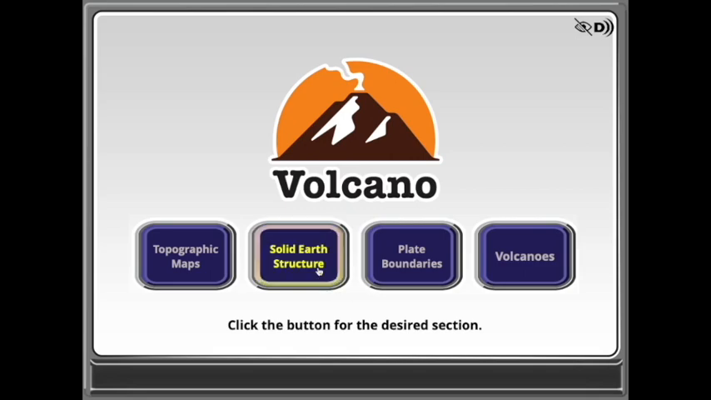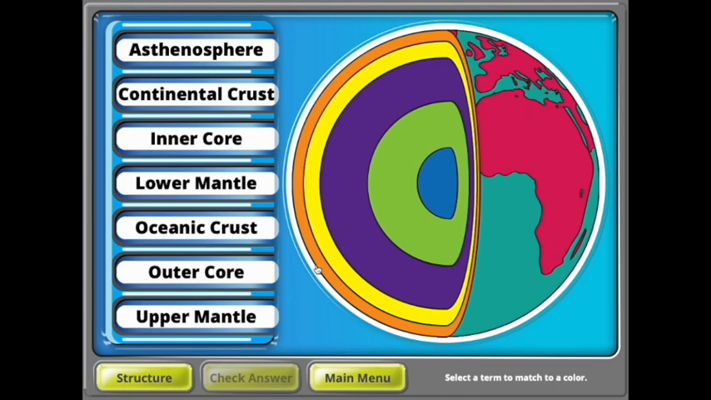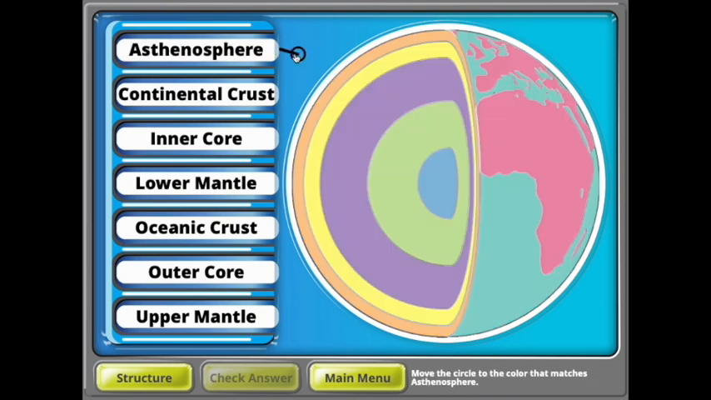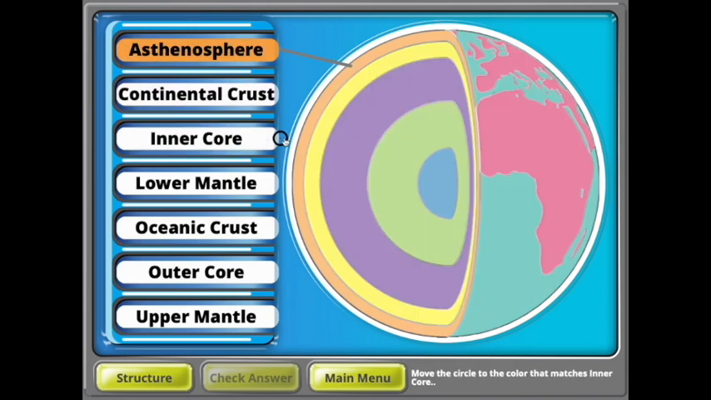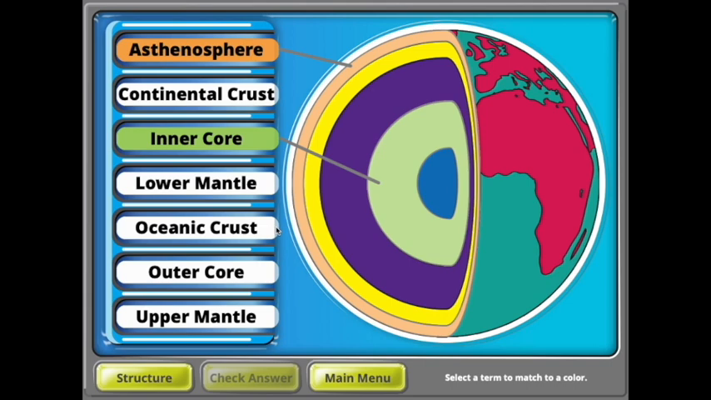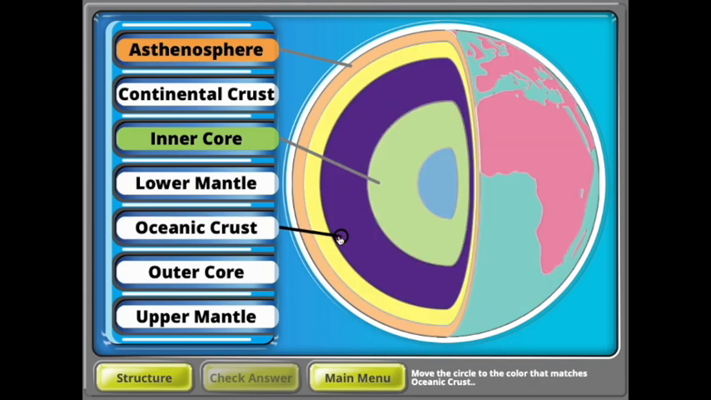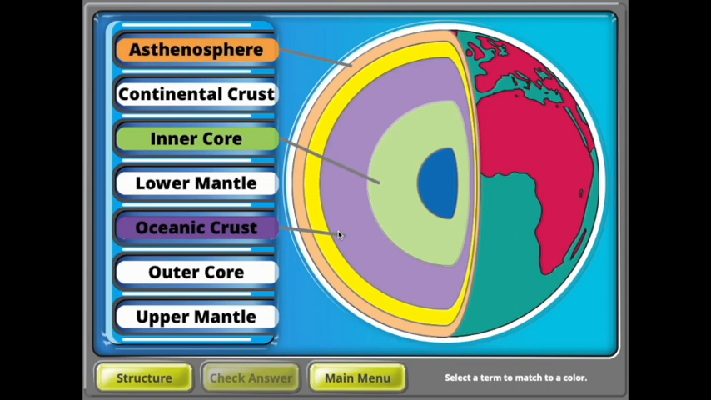Next, select the Solid Earth Structure button. Select a structure name, and a circle will appear next to the name. Select and drag the circle to the correct Earth structure. Repeat this process until all Earth structures are correctly matched.